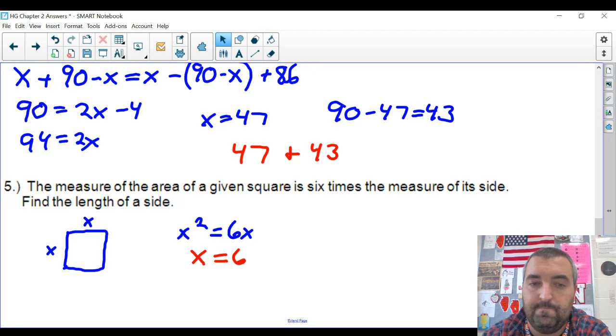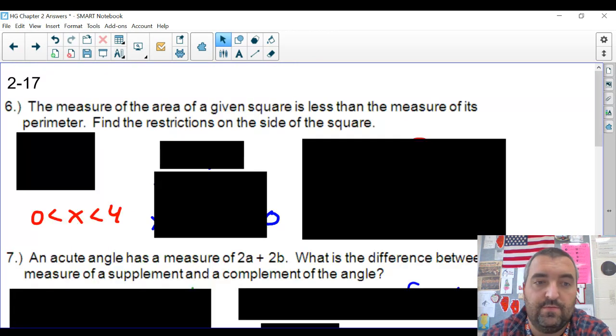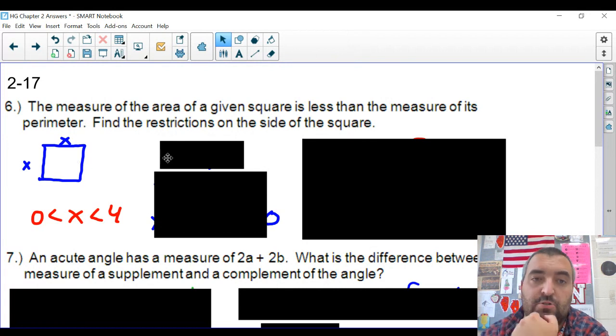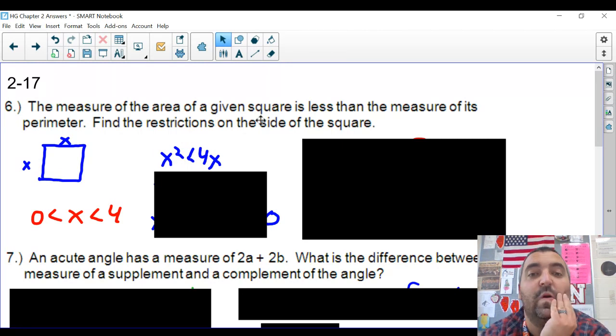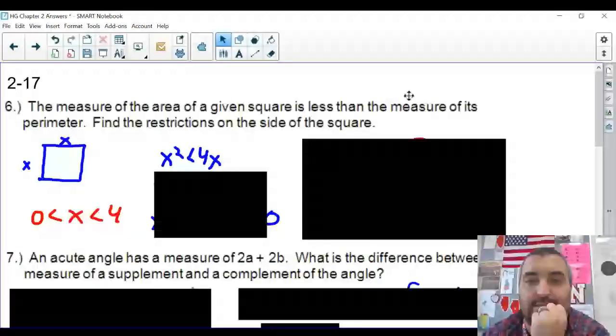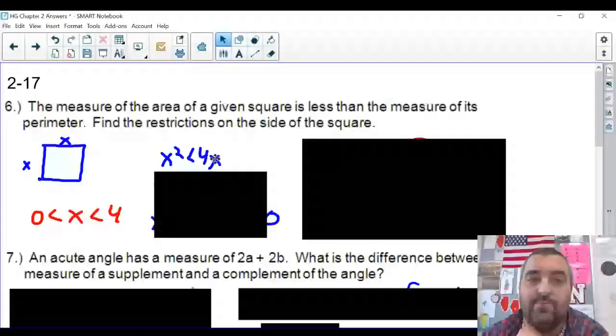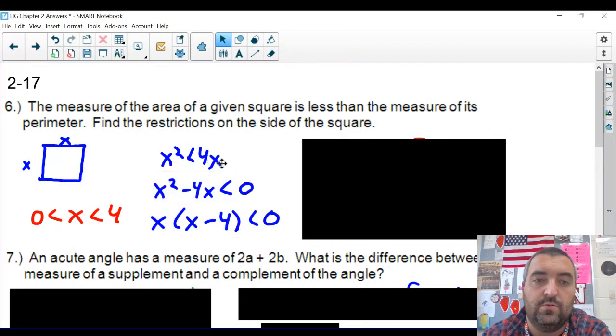Okay, all right, going on to page 217. Oops, I forgot to black out the answer. That's okay. The measure of the area of a given square is less than the measure of its perimeter. So once again, we're starting with the square, so I'm saying x and x. Now we're saying x squared, because it's once again saying the area is less than the measure of its perimeter. Perimeter is adding up the outside. If they're all the same, it's just 4x. So now I subtract this over and I factor.